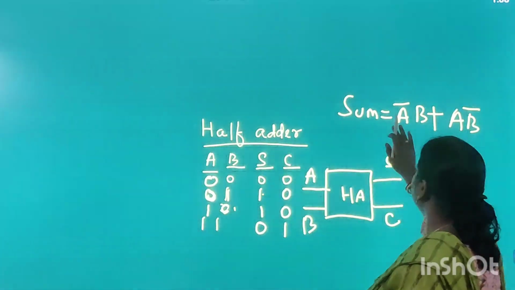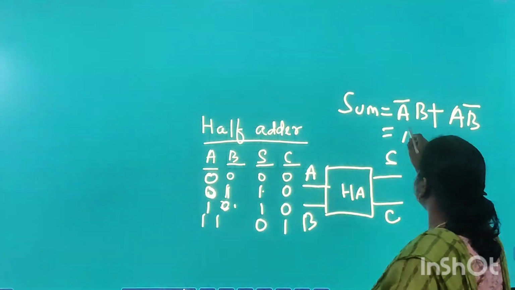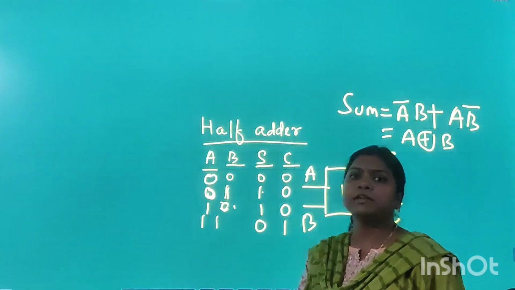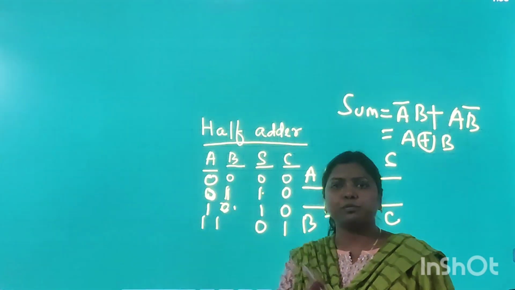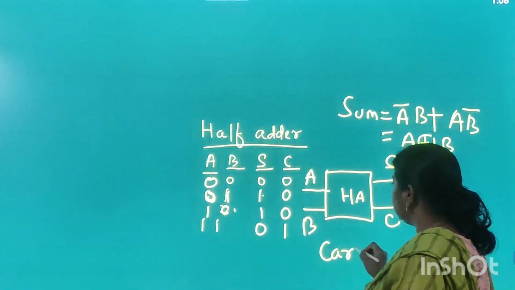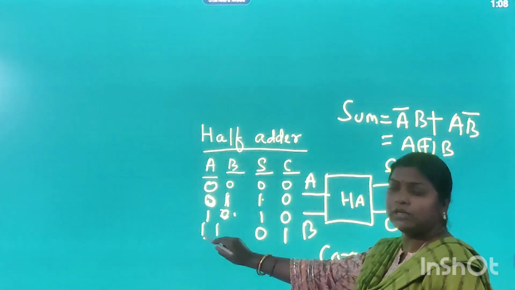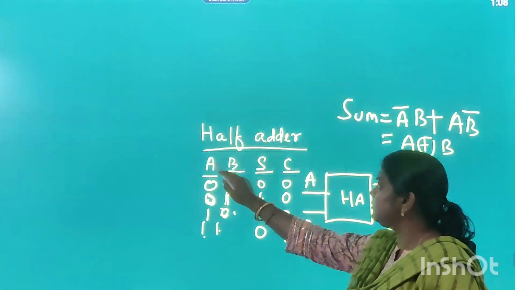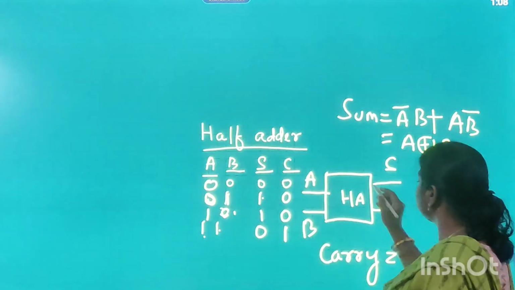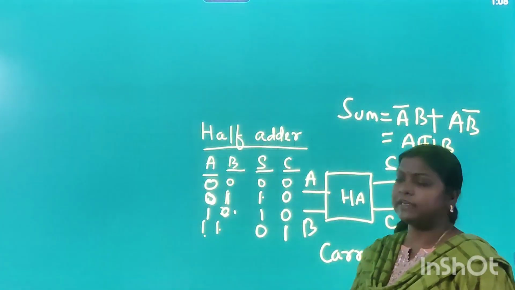So here, the sum is A bar B plus A B bar, which is the expression of A XOR B. So I can design the sum circuit by using an XOR gate giving two inputs A and B. Then what will be the circuit for carry? Carry is 1 whenever both the digits are 1. So the corresponding variables are A and B, and the expression for carry is AB.